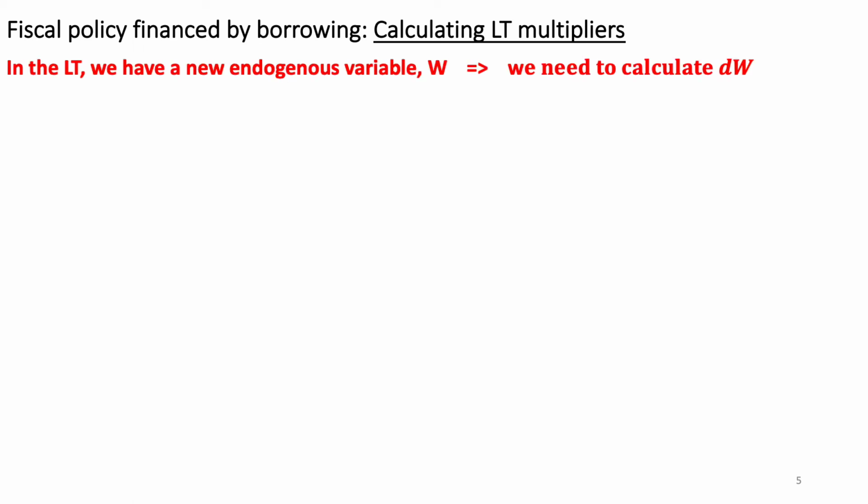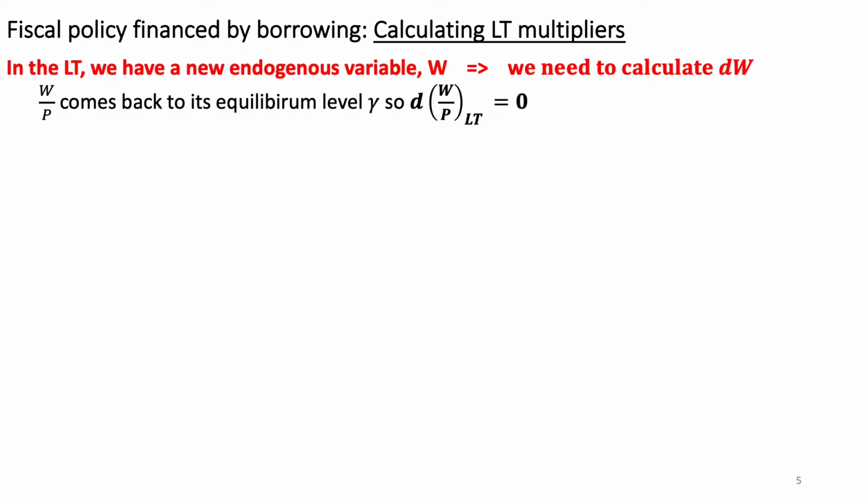In the long term, we have a new endogenous variable here again, because w became flexible, so we need to calculate dw. The calculations in the long term are actually rather easy, because the real wage w over p comes back to its equilibrium level gamma. So d of w over p equals 0. If we develop this expression, we find that dW over W equals dP over P.